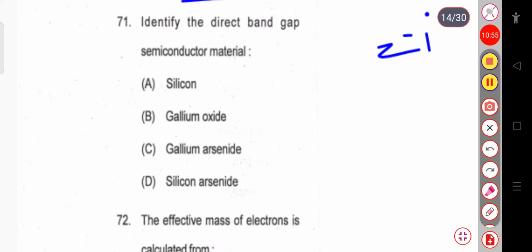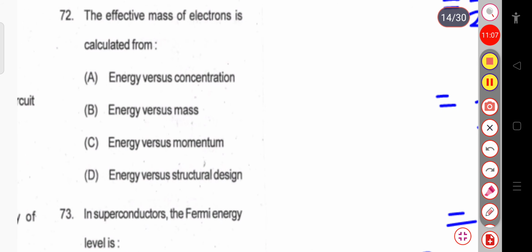Identify the direct band gap semiconductor material. So the direct band gap semiconductor material is gallium arsenide. Okay, this is the direct band gap semiconductor material, that is gallium arsenide. Now the next question is, the effective mass of the electron is calculated from, so the effective mass of the electron, you know, it is calculated from energy versus momentum. Now let us see the next question.